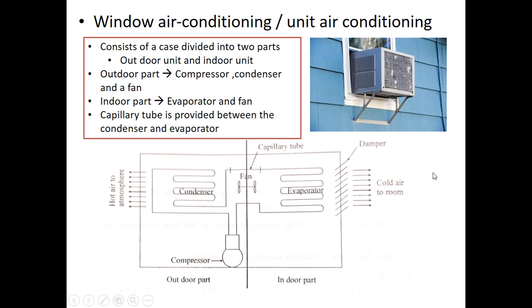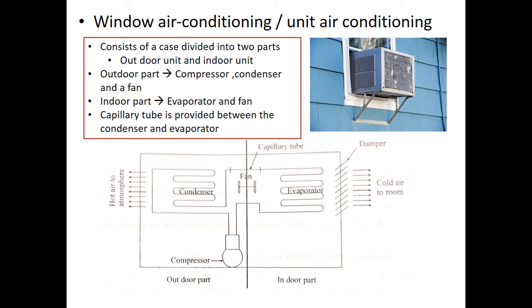Now we are going to discuss two important systems. One is the window air conditioning system or unit air conditioning system, and then we are going to discuss the central air conditioning system. The window air conditioning system is the one which is nowadays used in many of your houses as a split AC. For this window air conditioning or unit air conditioning, you can see one figure which I have shown here. This is actually one of the air conditioning systems which was used in very early days.